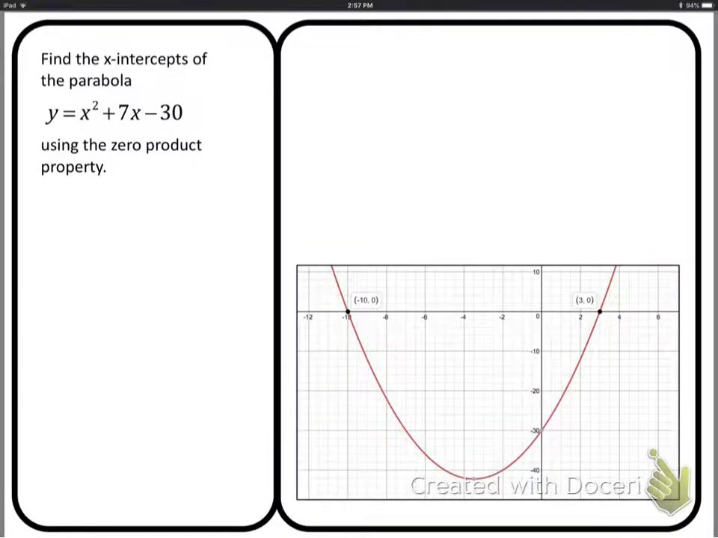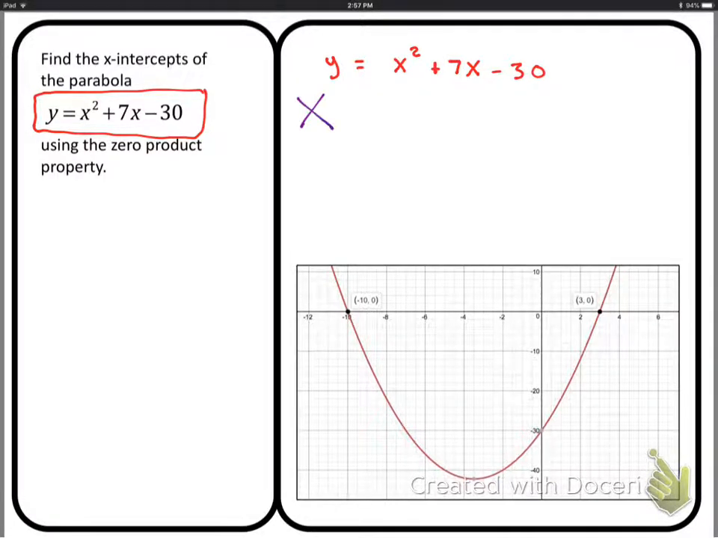Example 1: find the x-intercepts of the parabola y equals x squared plus 7x minus 30 using the zero product property. The first thing we want to do is get our a and b, so we start off with factoring our quadratic. We're going to use the diamond method here. Remember the multiple ways that we can factor. For now, diamond makes the most sense for this one.